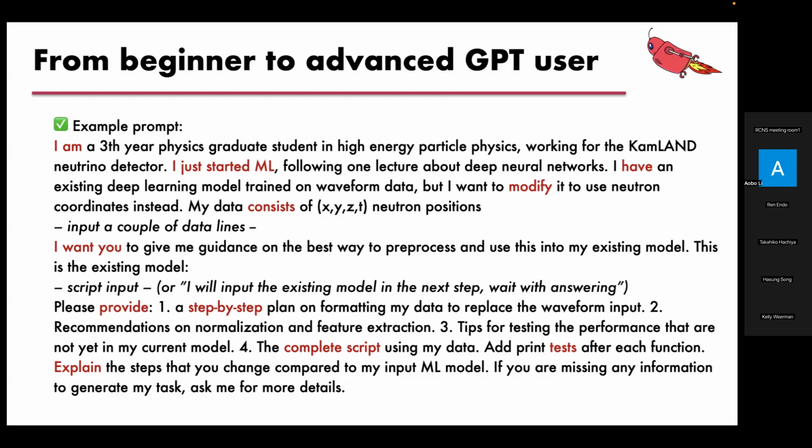Then I tell it what to do. So I want it to give me guidance on the best way to pre-process and use my data in the existing model. And then I also put in the whole existing model. You can either put in the file or you can just copy and paste everything. I like to copy and paste everything, and sometimes I also tell it, okay, I will first input the first function, wait with answering, then I'll input the second function, however you like to input your data.